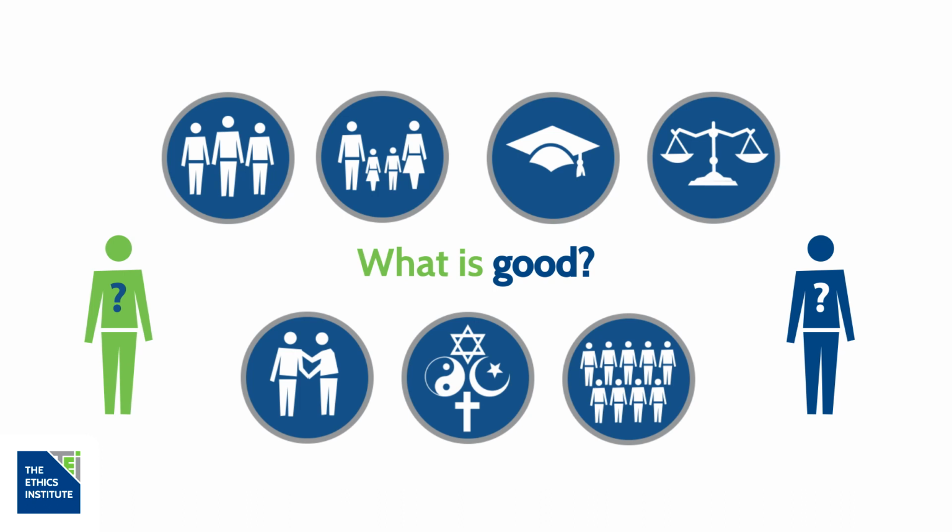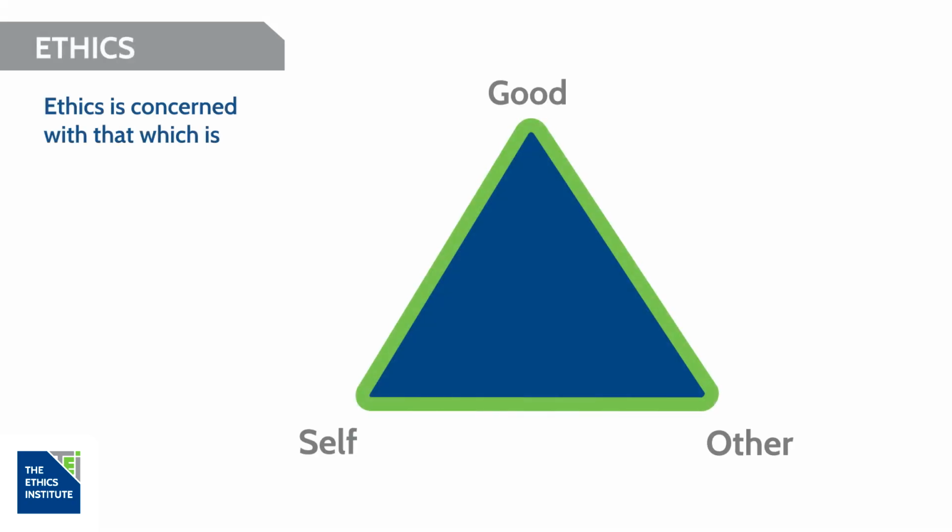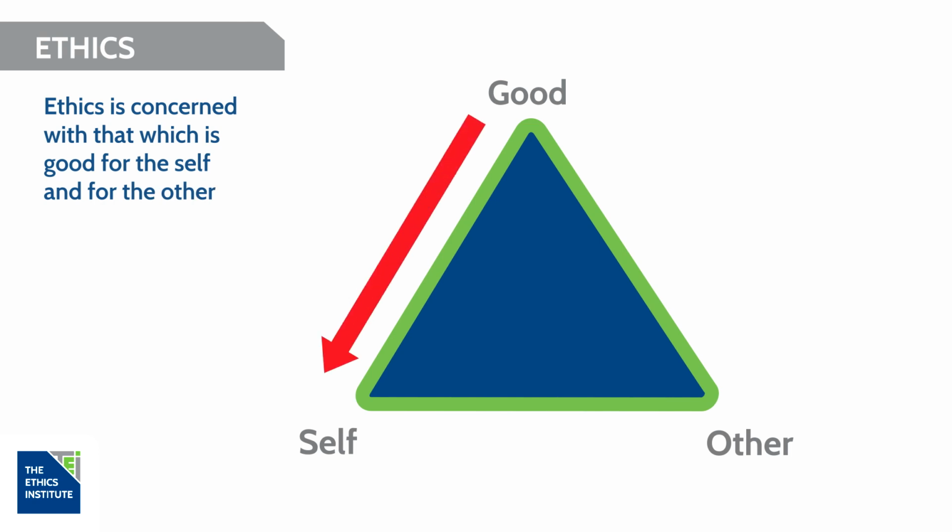For the most part, human beings agree on what is good and right and just in life. The topics on which we differ are surprisingly few. Challenge 2 in the definition is about continually finding a sound balance between good for the self and good for the other. That is, at the midpoint of the side of the triangle between the self and the other.